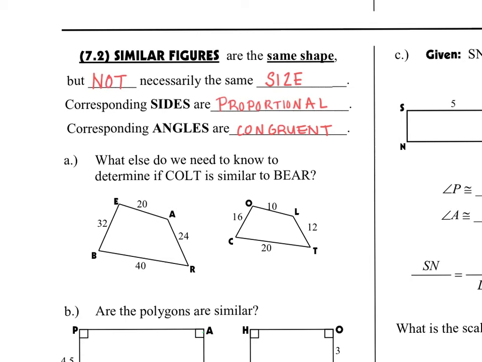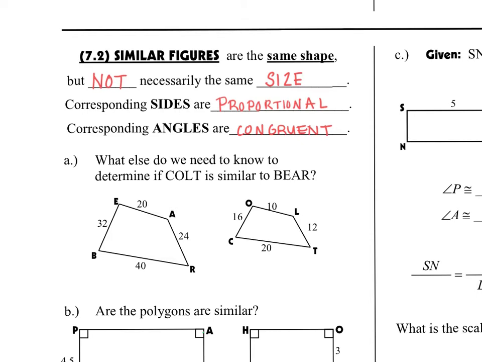Going to start into section 7.2, looking at similar figures and some of the key components in this section. When we look at similar figures, we're talking about the same shape, but not necessarily the same size. And the two important characteristics that we need to remember is that corresponding sides are proportional and corresponding angles are congruent.